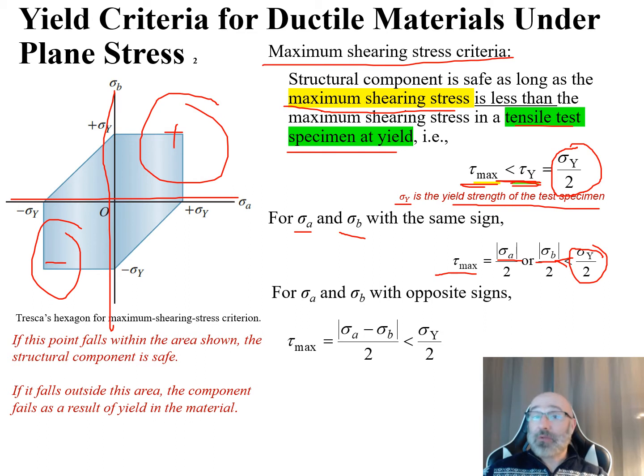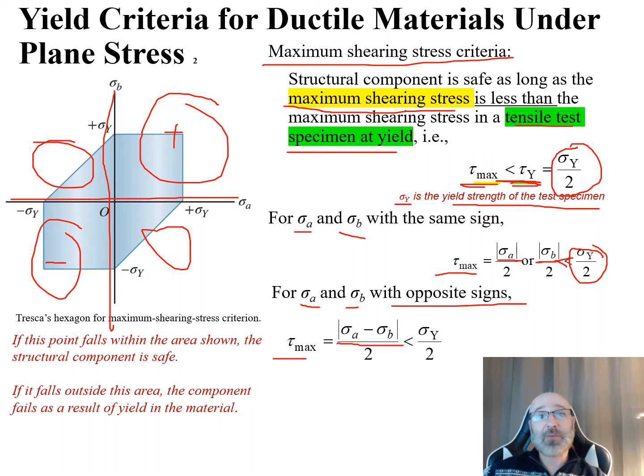Now what happens for the opposite case? If sigma A and sigma B have opposite signs, so they're in this coordinate over here or this coordinate over here, then we have this relationship that tau max is equal to the magnitude of sigma A minus sigma B, divided by 2, which is still less than sigma Y over 2, again where sigma Y is the yield strength of our test specimen.